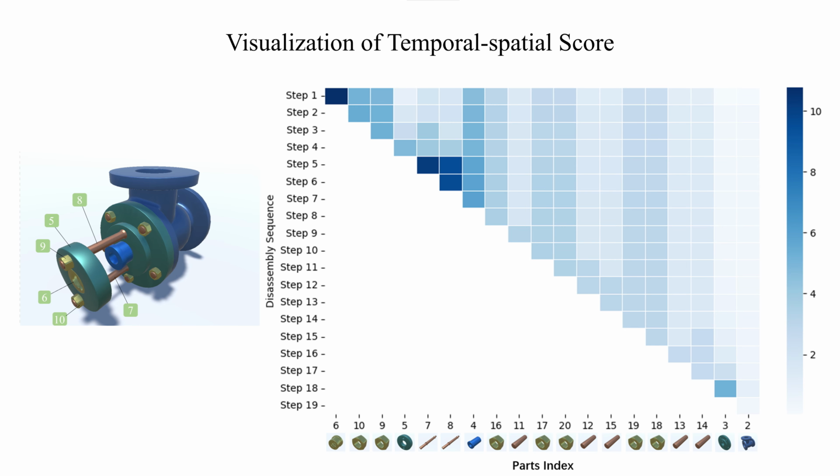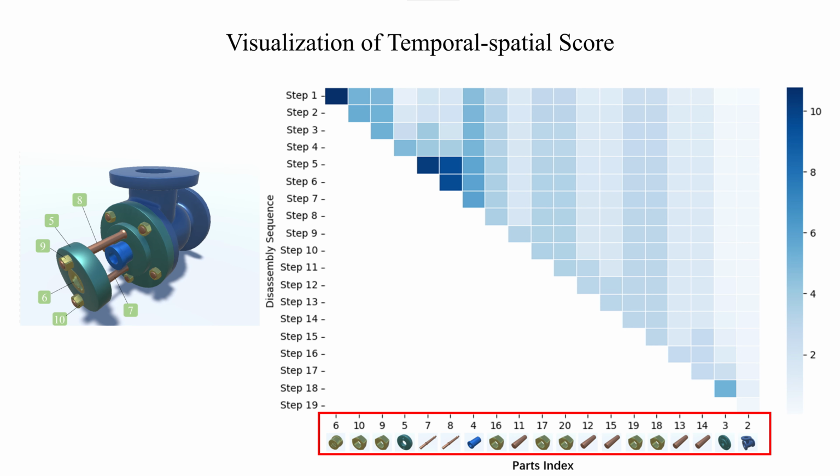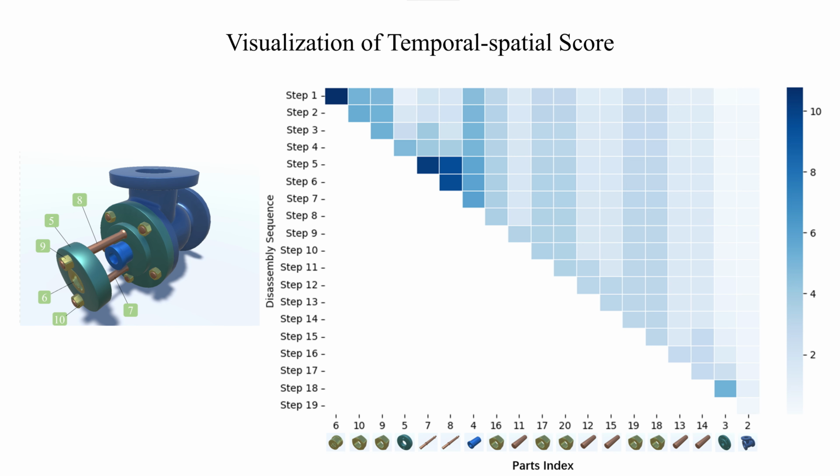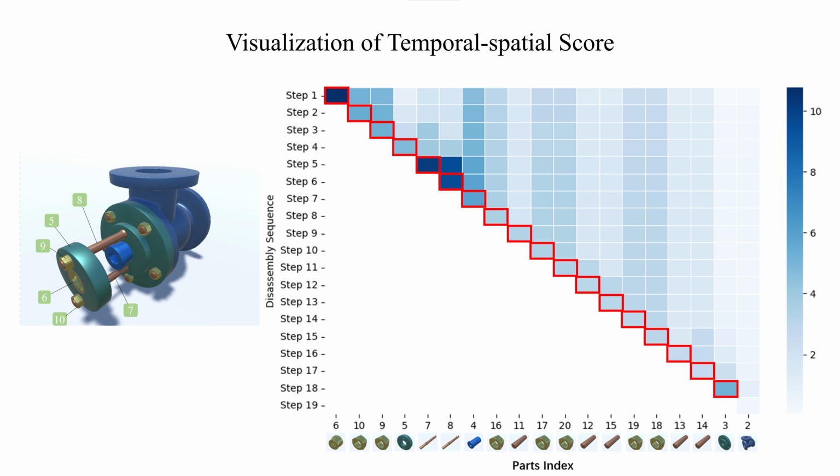This is a visualization of the temporal spatial score during the disassembly of assembly 2. The y-axis represents the disassembly order and the x-axis represents the part index, organized from left to right according to the disassembly order. At each time step, the part selected for disassembly is usually the part with the higher temporal spatial score for that step.